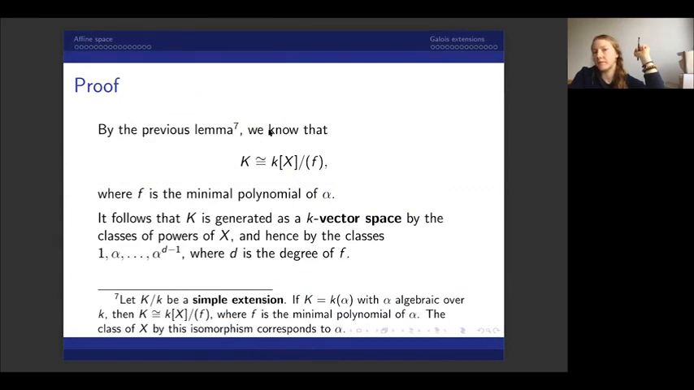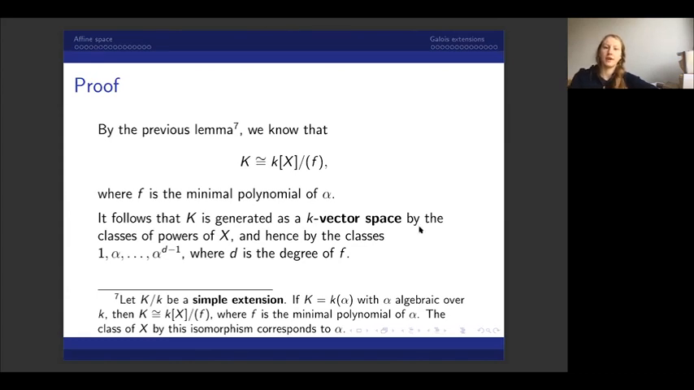By the previous favorite lemma, we know that capital K can be written as small k[X] mod f, where f is a given minimal polynomial of alpha. But now, here comes the crucial argument. It follows that capital K is generated as a vector space over small k by the classes of powers of X. By the lemma, you have the classes 1, alpha, etc., alpha to the power d minus 1. And you stop here because d is the degree of f.